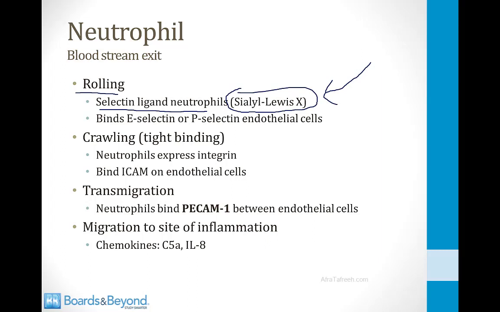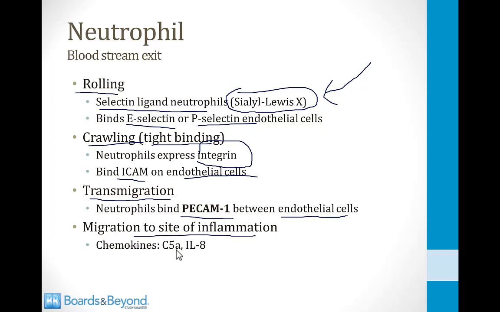It's also the way that sperm cells bind to eggs for fertilization. These ligands on the neutrophils bind to molecules called E-selectin or P-selectin on endothelial cells, and this makes them slow down and start to roll when they are traveling through the bloodstream. The next thing that happens is they begin to crawl. This is a process called tight binding, and this occurs because neutrophils express a molecule called integrin on their surface, and integrin binds to intercellular adhesion molecules, or ICAM molecules, on the surface of endothelial cells. After they're crawling, they begin the process of transmigration across the endothelium and into tissues. This occurs because neutrophils bind molecules called PECAM-1, which are found between endothelial cells, and then they migrate to the site of inflammation drawn by chemokines like C5a from the complement system or IL-8 from macrophages.